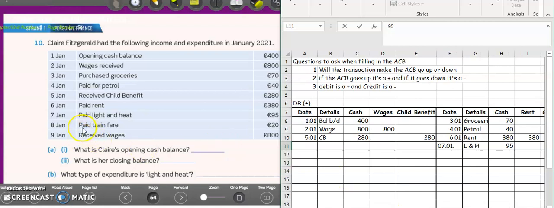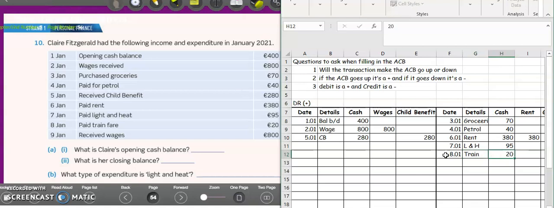Next, it's paid train fare. So we paid again. The previous two payments were on the credit side, so this is also going on the credit side as well. Why? Because there's money coming out of our account. If there's money coming out, it's a minus. So the minus goes on the credit side. So we're going to put in the 8th of January, train.